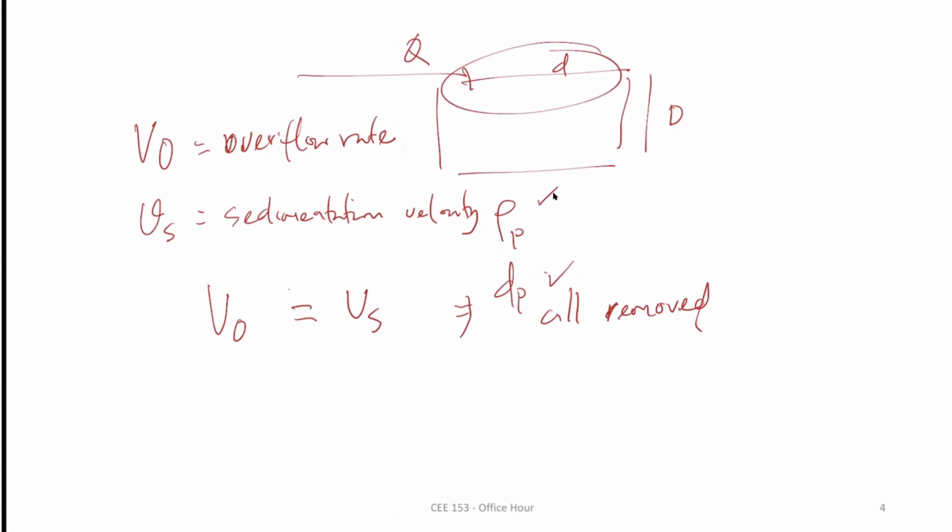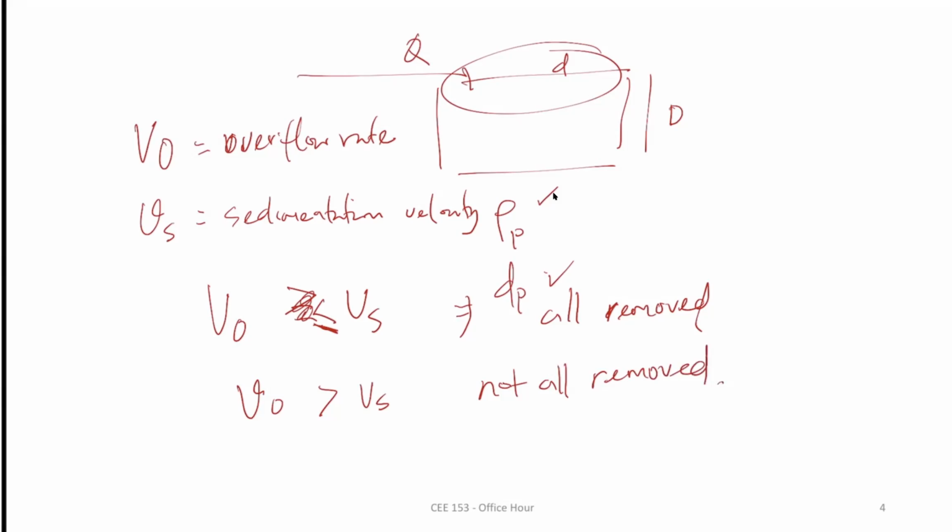Or I'm going to write this one: if v0 is less than or equal to vs, that means, let me think of this way: if your velocity of overflow rate is a lot slower than the sedimentation velocity, everything else will be removed because you are sedimenting much faster than it overflowing. So the minimum is equal. Once it's equal, it's all removed. Even after that, it doesn't really matter. It's only when v0 is greater than vs, not all removed.